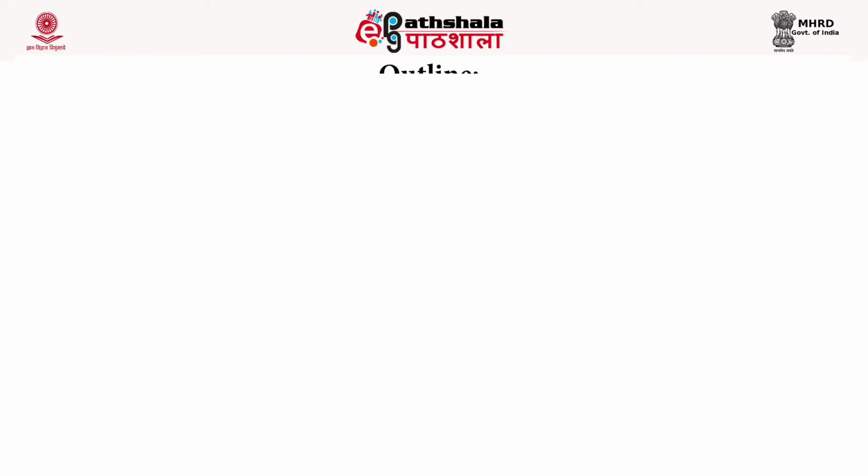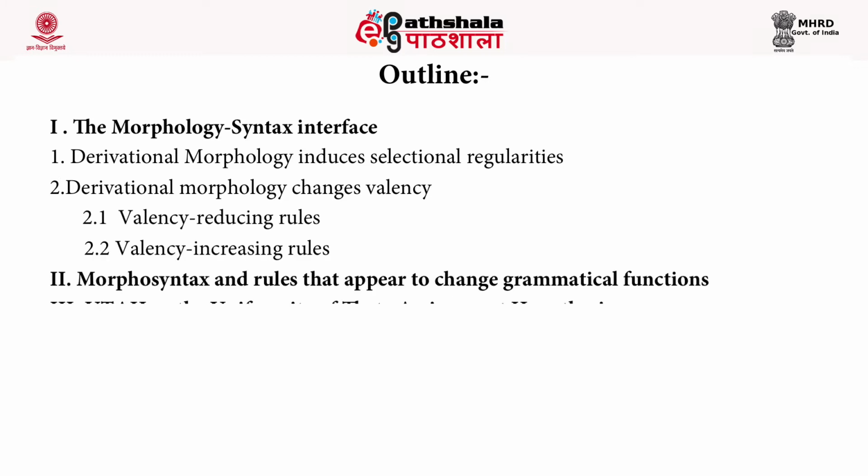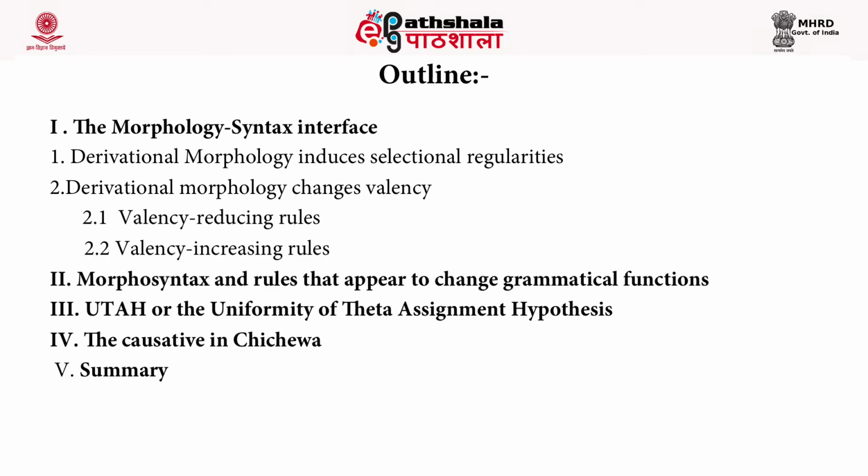To give you an outline of what we are going to deal with today, I'll be starting off with the morphology-syntax interface, derivational morphology and how it induces selectional regularities, and derivational morphology and how it changes valency. For this, we'll see valency increasing rules and valency decreasing rules. We'll also be looking at morphosyntax and the rules that appear to change grammatical functions, the uniformity of theta assignment hypothesis, and ending with a discussion on causatives in the language Chichewa.